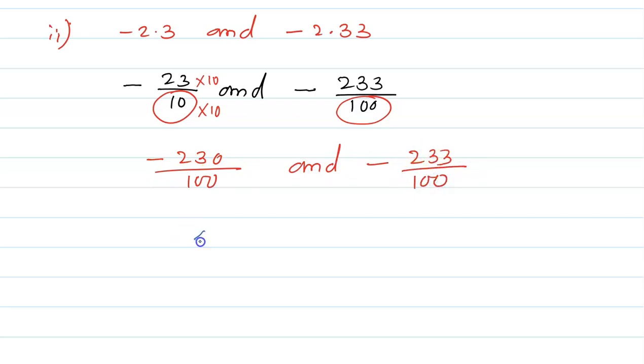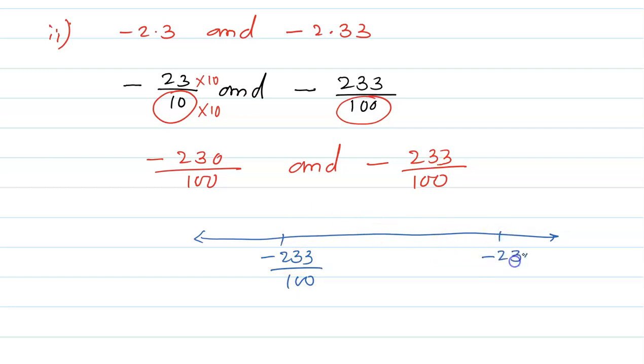Now look at the number line. At the start there is minus 233 divided by 100, and to the right of it somewhere we have minus 230 divided by 100. So after minus 233 divided by 100 we have minus 232 divided by 100, and after that somewhere we have minus 231 divided by 100. Now after minus 231 divided by 100, we have minus 230 divided by 100. So now we have just two rationals in between them.